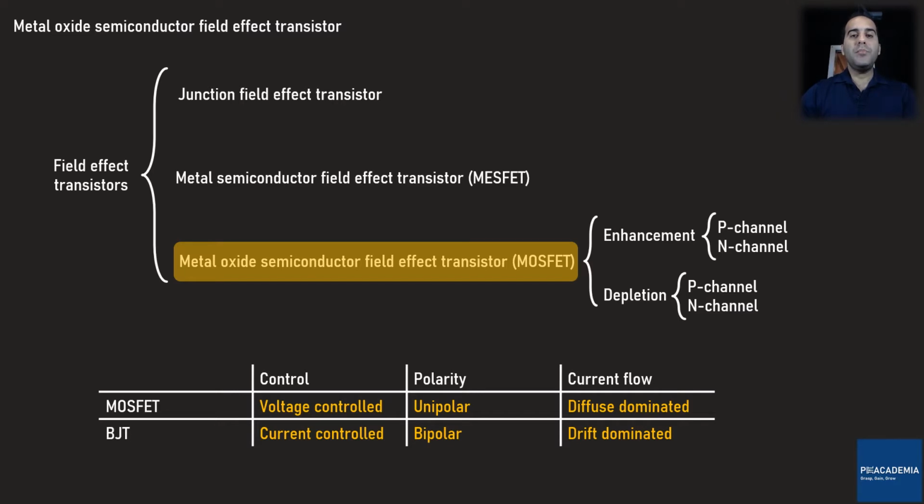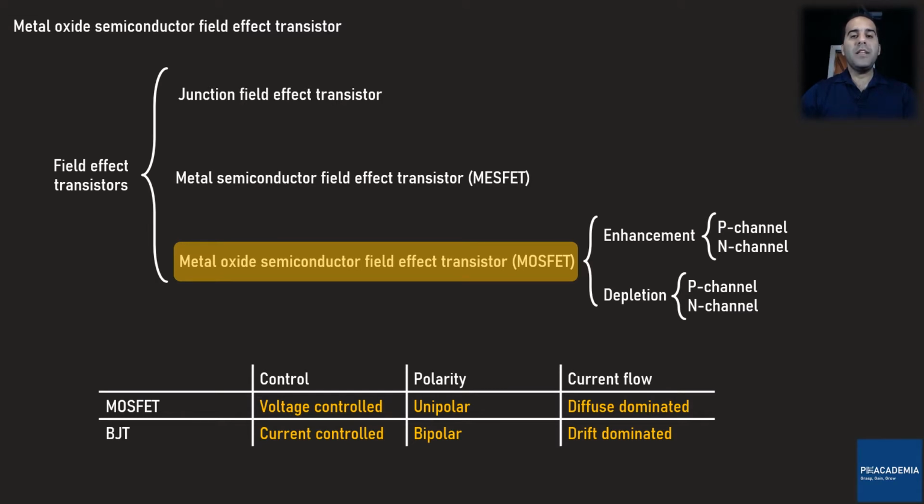MOSFET is a unipolar device, although BJT is a bipolar device. BJT is bipolar because both the electrons and holes are responsible for conductivity. However, in MOSFET, either electrons or holes are responsible for conductivity. In general, bipolar devices are capable of handling higher current densities than unipolar devices.